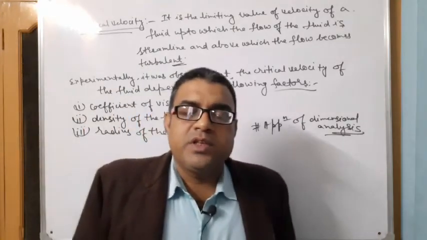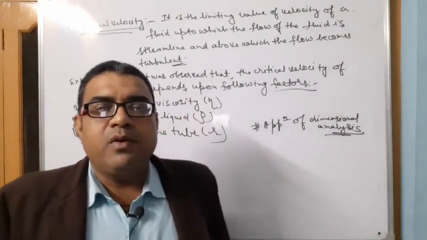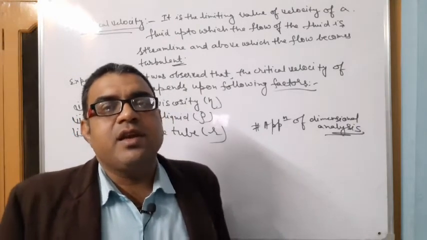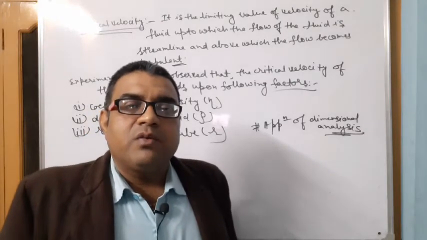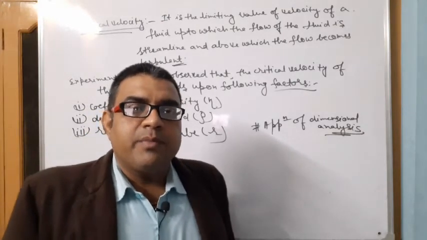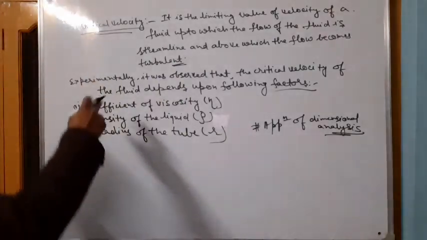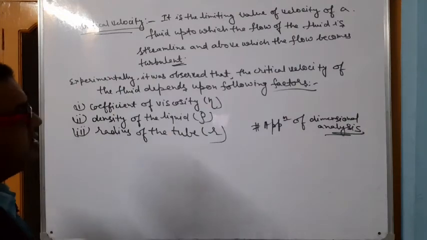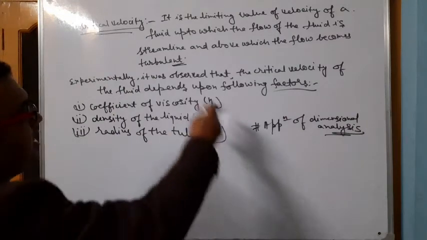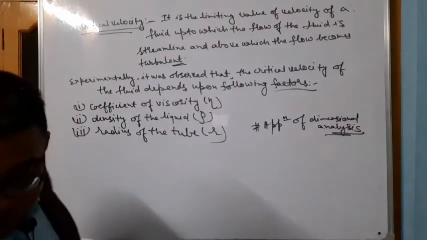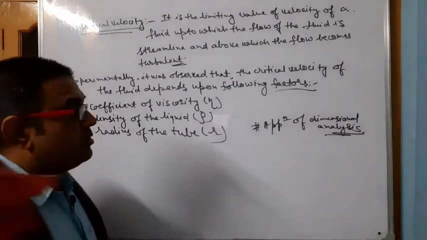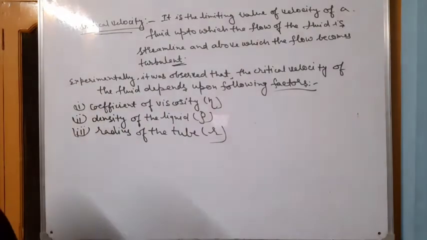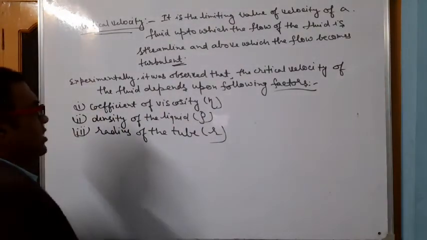Means, suppose it is given that the time period of the simple pendulum depends upon the length of the bob and the acceleration due to gravity, then you can find out the relation for the time period of the simple pendulum. Similarly, here also the critical velocity depends upon these three factors. So by the help of dimensional analysis, we can find out the expression for critical velocity.